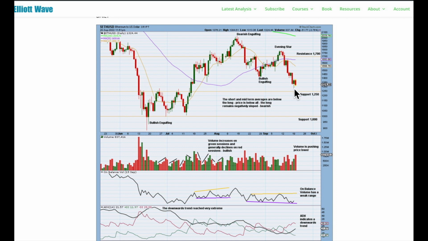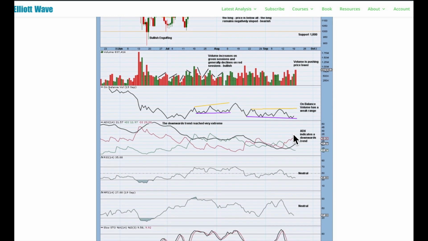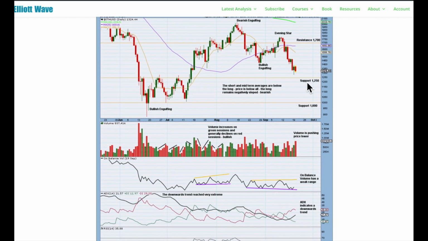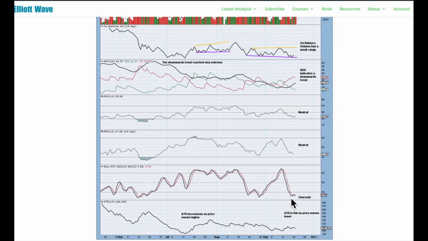At this low down here, we're starting to see volume pushing price lower, so this is bearish for the short term at least. Look out for next support at 1250, and below that quite strong at the round number pivot of 1000. On balance, volume has a weak range, no signal here. ADX is indicating a downward trend at the daily chart level, and RSI is not oversold, nor is money flow index. So ADX is not extreme, and there's room below before conditions get oversold and the trend becomes extreme. So here's next support. Expect some more downward movement as most likely, and that fits with the Elliott wave count. ATR is overall flat as price is moving lower.